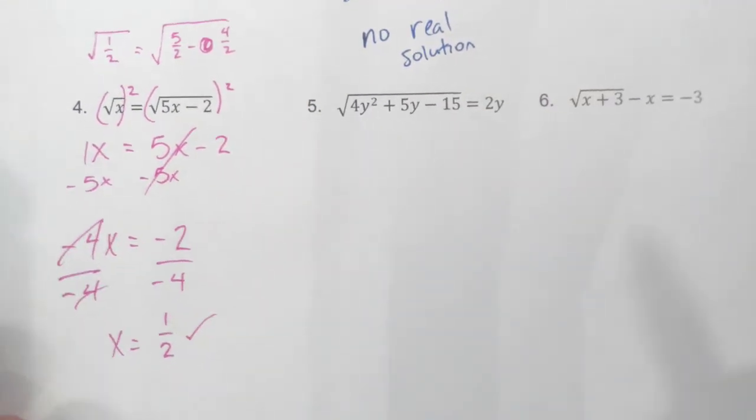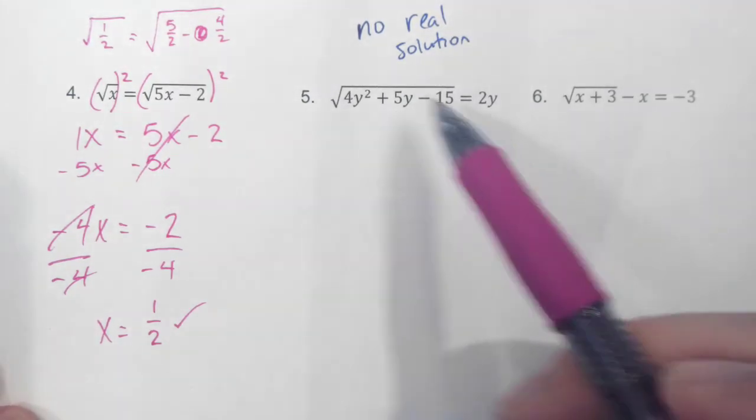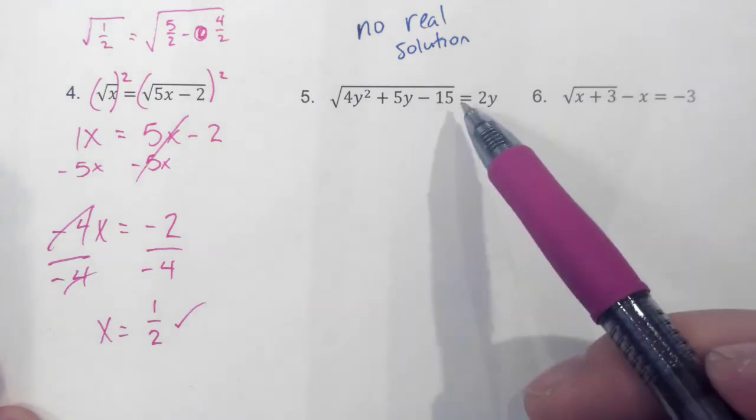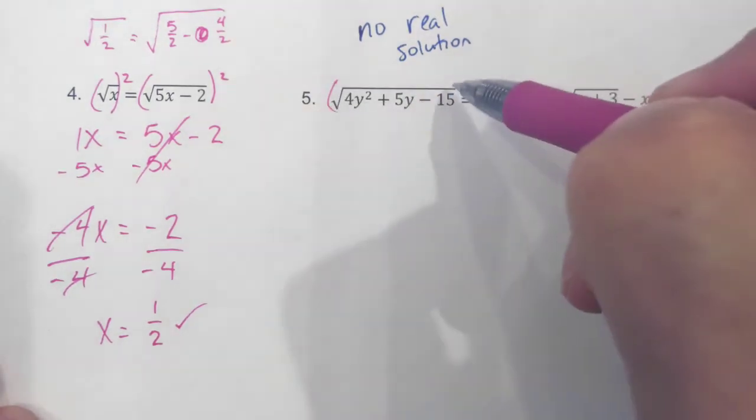Number 5, let's look at it. That radical is on the left side of the equation all by itself, so we're ready to square both sides.